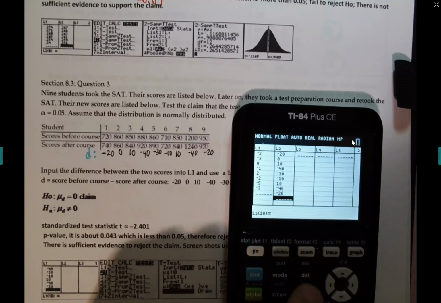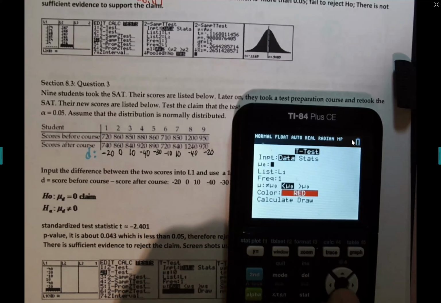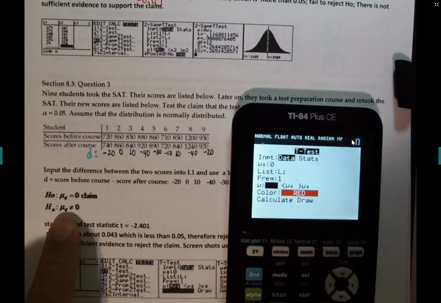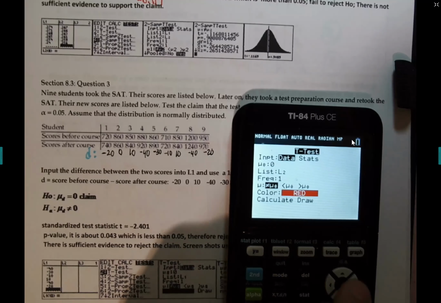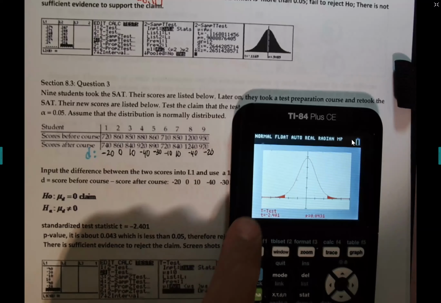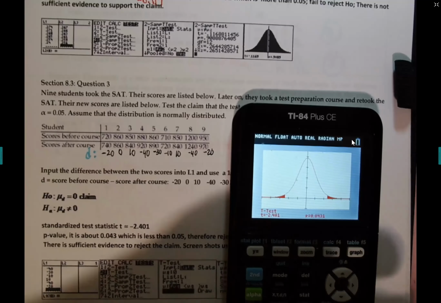And now go to stat, tests, t-test, guys. We're back to one test. Against 0, I have L2 here. And not equal to, look, that's the alternative hypothesis. And I'm gonna hit draw. Okay, so t is negative 2.401 and the p-value is 0.0431.